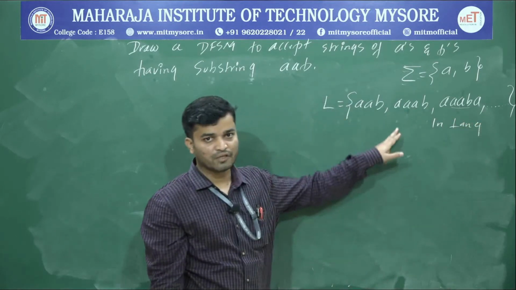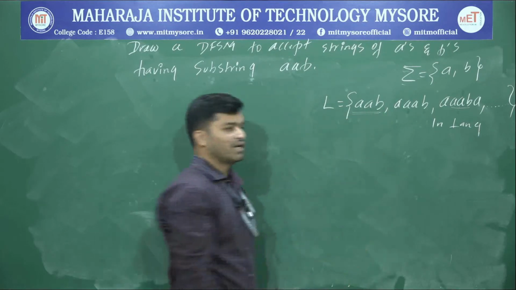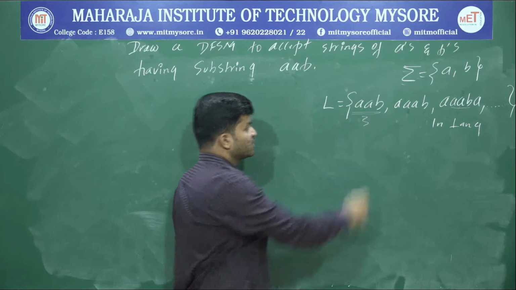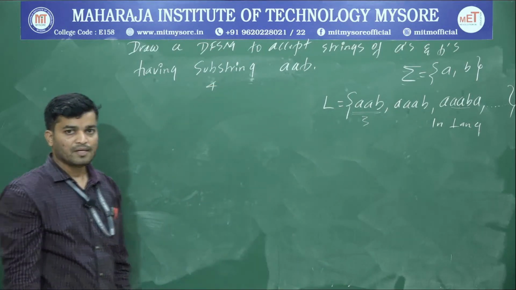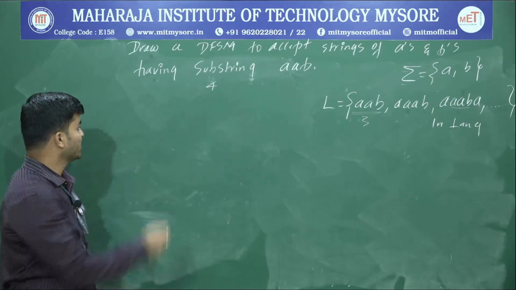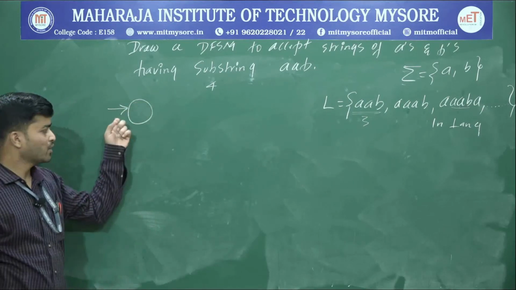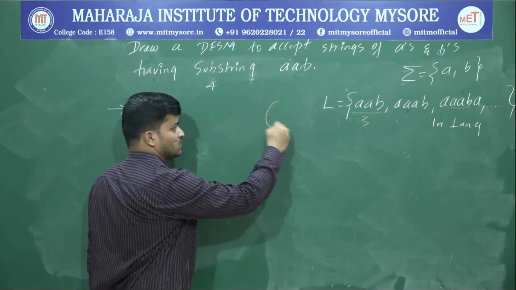Whenever the language is infinite, just underline the minimum length string. And what is the length of the minimum length string? 3. If it is 3, how many states do I have to write? 4 states. How to write those 4 states? One should be the start state. How to write the start state? Arrow with a circle. And how to write the accepting state?